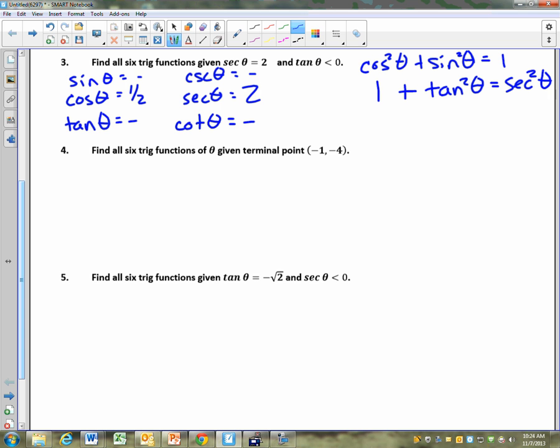Let's take our original function, and instead of dividing through by cosine squared, let's divide by sine squared. What do you think cosine squared divided by sine squared is? Cotangent. What's sine squared divided by sine squared? 1. And what's 1 divided by sine squared?